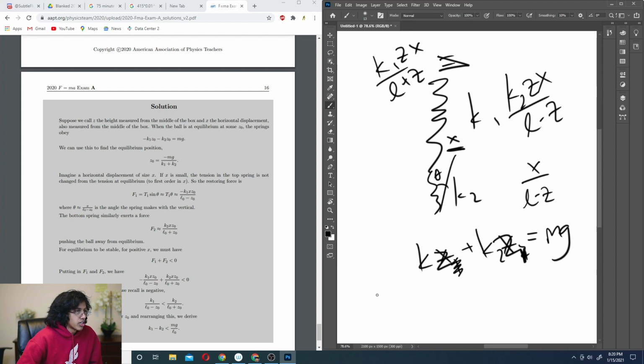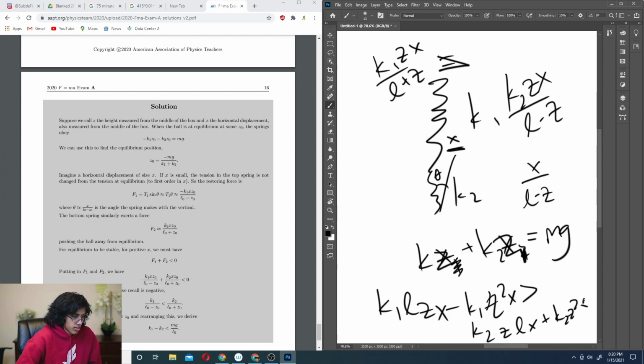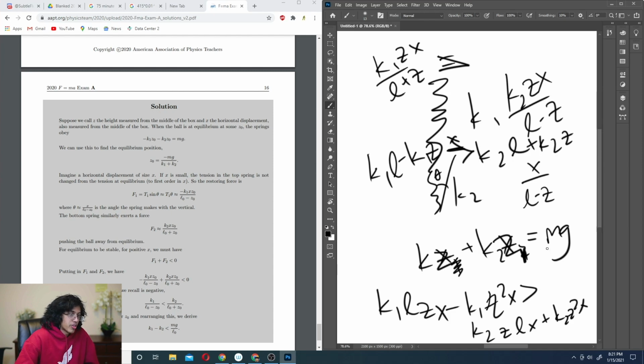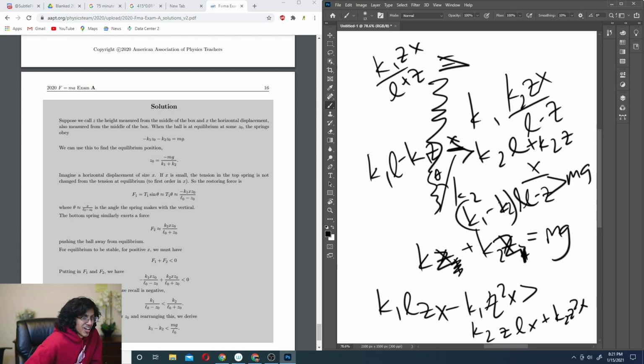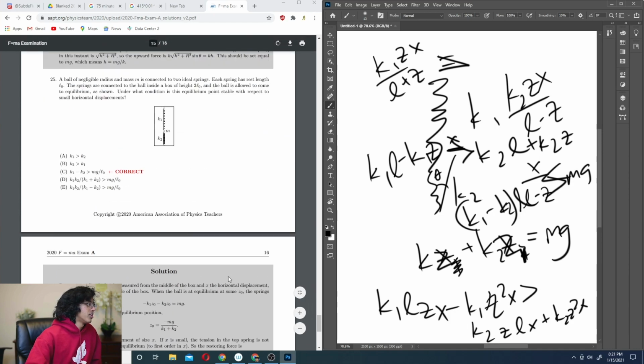So if we solve this, we basically get K1 L z x minus K1 z squared x is greater than K2 z L x plus K2 z squared x. If we divide by z x, we are left with K1 L minus K1 z is greater than K2 L plus K2 z. And we know that z is just mg over K1 plus K2. If we move this over, then mg on the right side is greater than K1 minus K2 times L, and then you just solve. Wait, what? Less than? Oh, I must have flipped some sign somewhere, but yeah, this would be less than. Okay, makes sense.